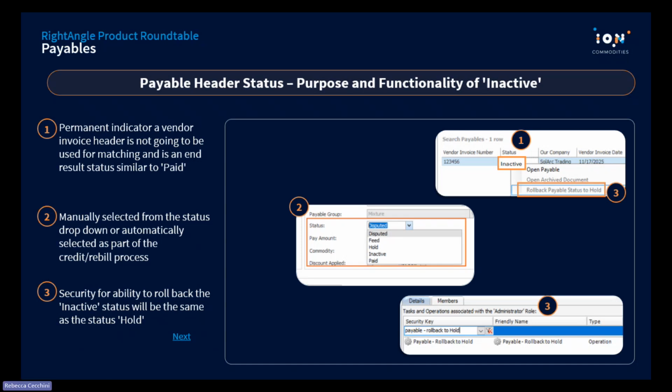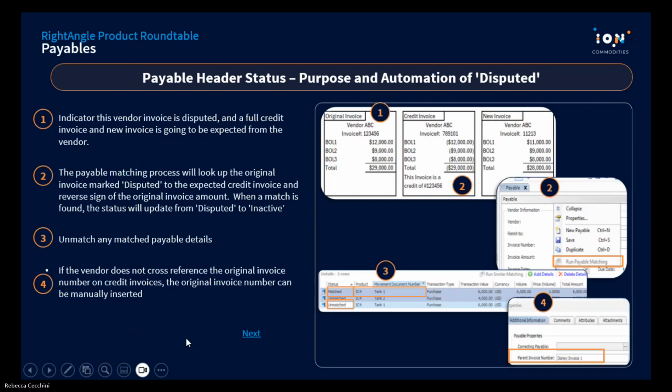You can manually set that status from the drop-down, or it'll automatically be set during our new credit and rebill process. If it's determined, though, that you do need to go back and work with that payable invoice, you can roll it back to another status, but we did add that to the same security permission as hold.